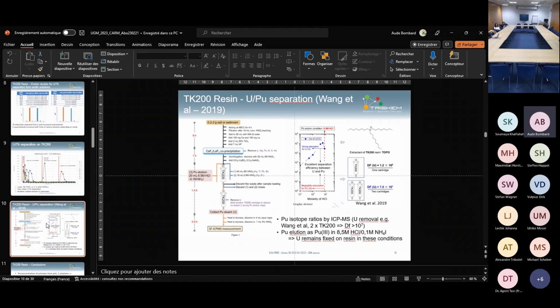And in this case, they were able to achieve a decontamination factor that is above 7.5 times 10 to the 7. So that was one goal of the author, to have a very good decontamination factor and a very good separation between the plutonium and the uranium. So this is one other way of using the TK200 resin.